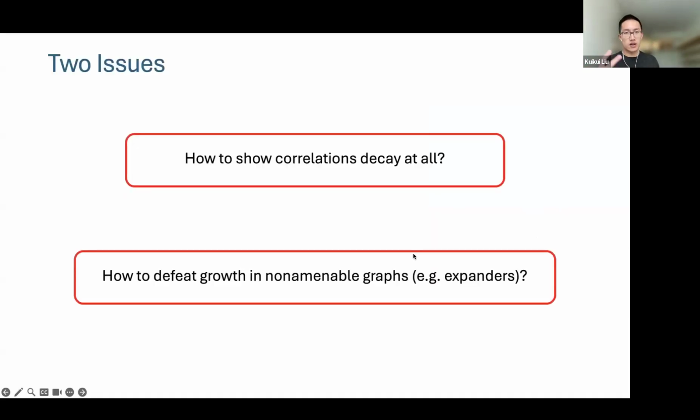Basically, there are two issues now: how do you show correlation decay at all, and how do you defeat the growth of the number of vertices in the radius in a non-amenable graph, for instance, for expander graphs.